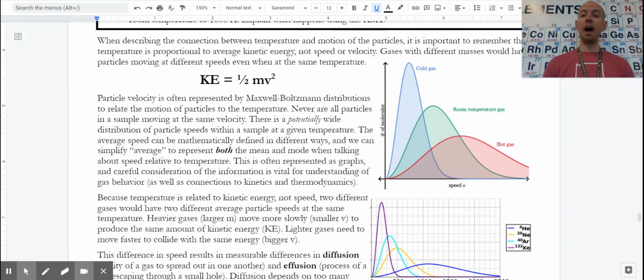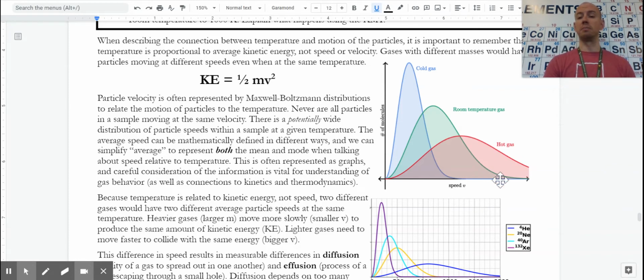When I heat it up, my particles speed up. That doesn't mean that every single particle gets the exact same amount faster. My average kinetic energy, however, does increase. So what we have here is kind of a standard distribution curve, but it's cut off a little bit by the fact that there is a minimum temperature of absolute zero in some of these cases. But I've got a nice distribution here.